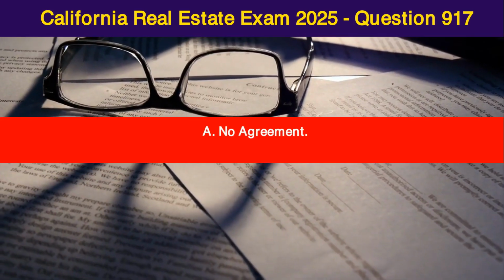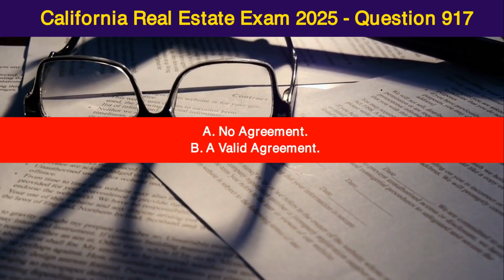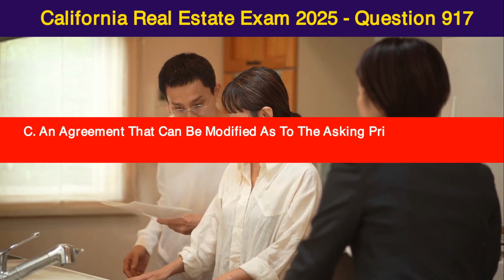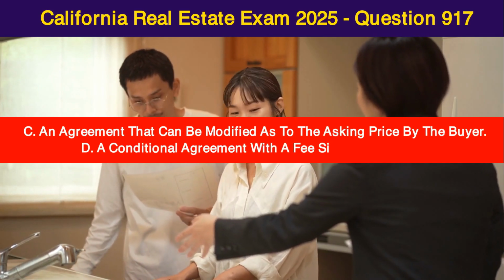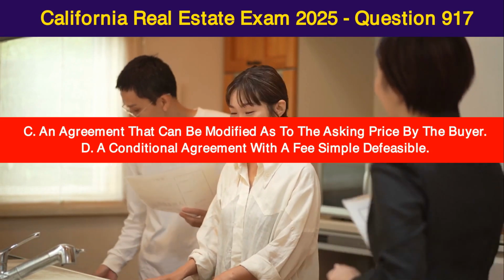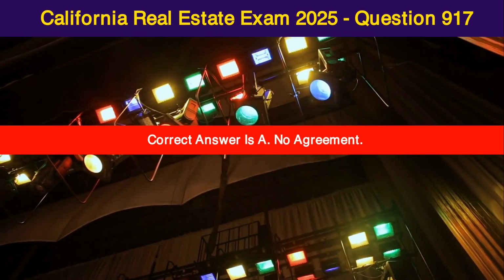A. No agreement. B. A valid agreement. C. An agreement that can be modified as to the asking price by the buyer. D. A conditional agreement with a fee simple defeasible. Correct answer is A. No agreement.